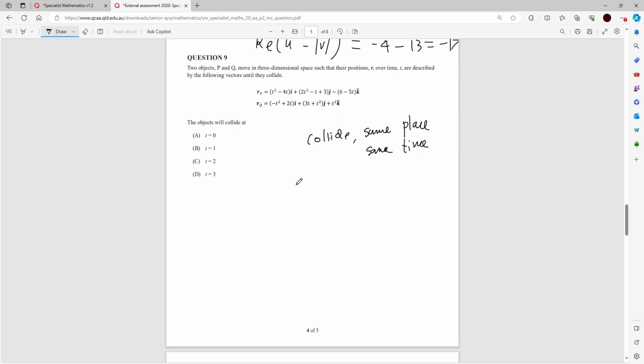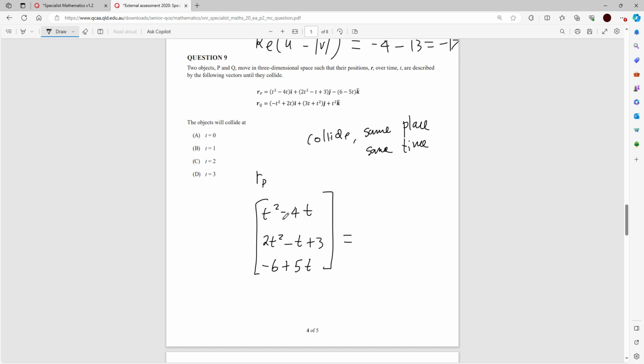Okay? So in other words, I'm going to equate my vector equations here. I could just write them in terms of a column if I wanted to, but all I'm going to do is equate one of the parts. So which one should I use? Let's write in a column. So this is R of P I'm writing in this column here. So we have t squared minus 4t, 2t squared minus t plus 3, and we have minus 6 plus 5t.